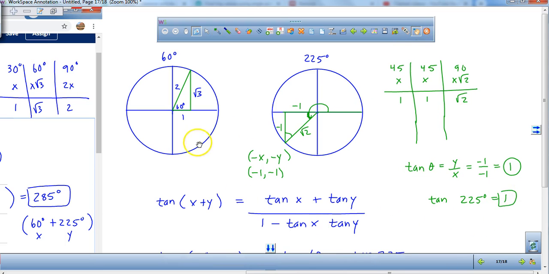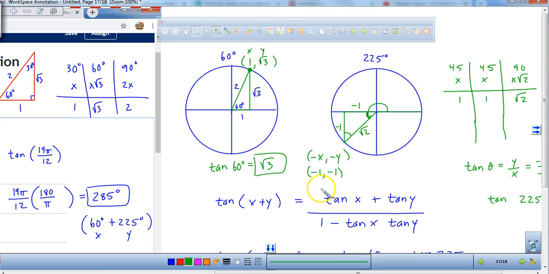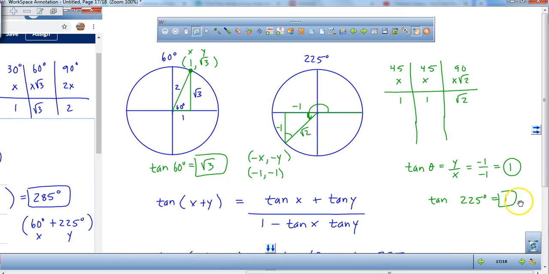So what would the tangent of 60 degrees equal? All right? If we have the y value over the x value. Well, here we go. Our x value is a 1. Our y value is radical 3, that point right there. There's our x, there's our y. So the tangent of 60 ends up becoming just radical 3. So anytime we see tangent of 60, we're going to put in a radical 3. Anytime we see tangent of 225, we're going to put the number 1.